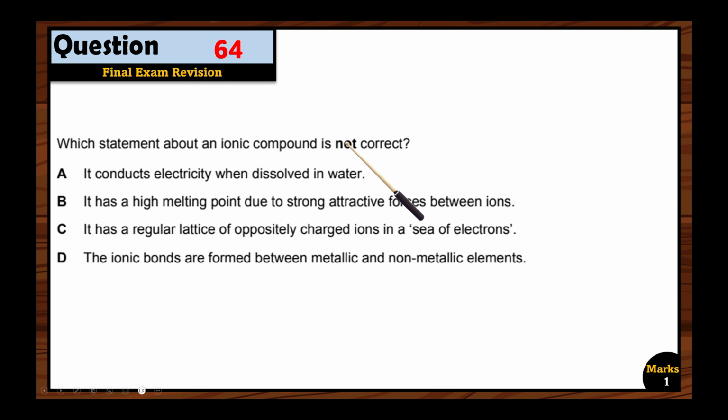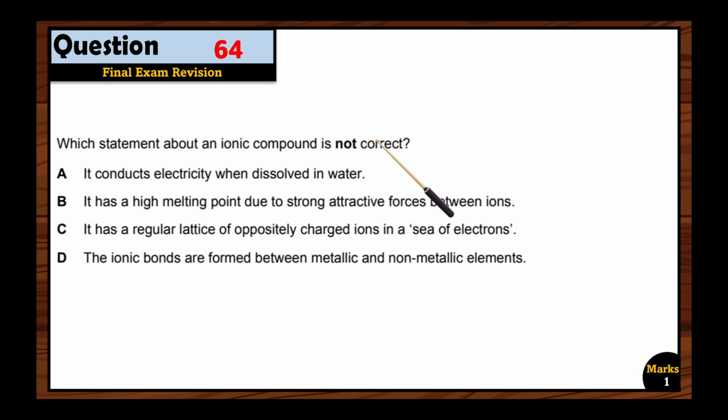Which statement about an ionic compound is not correct? It conducts electricity when dissolved in water. Yes, of course, ionic compounds can only conduct electricity when they are melted or dissolved in water. When they are solid, they will not conduct electricity. Remember that to conduct electricity, you must have free electrons or free ions. But in a solid ionic compound, we don't have free ions, right? So it can only conduct electricity when dissolved in water or melted.